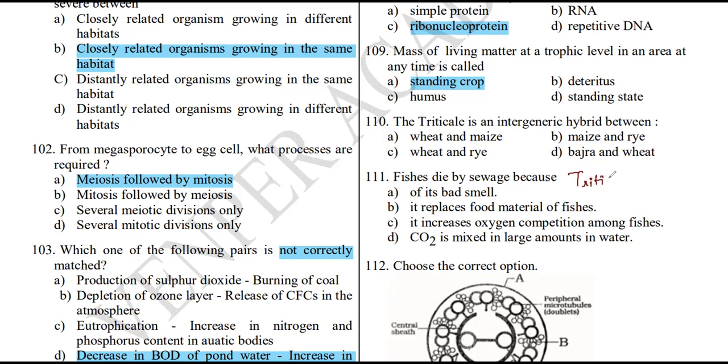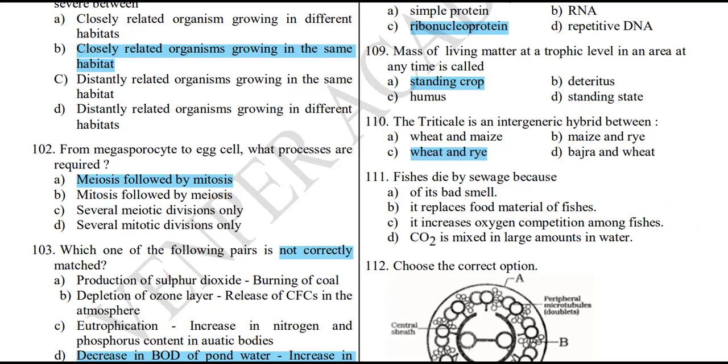Triticum is going to be the wheat. And then rye, if we have to talk about rye, is going to be Secale. Okay, yes. When you do intergeneric crossing between these two, ultimately they have taken Triti from the wheat and cale from the rye. So it becomes triticale. So it is an intergeneric hybrid between wheat and rye. So the answer for this question is option C. Very simple.